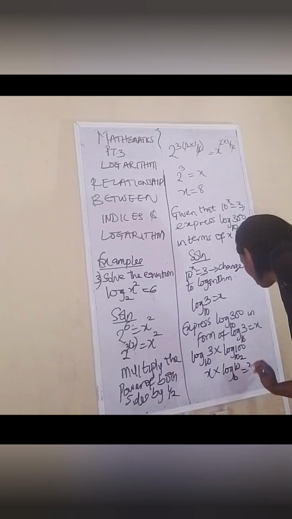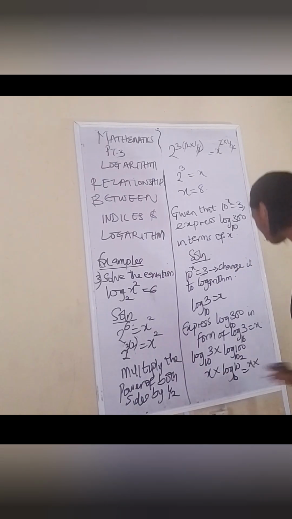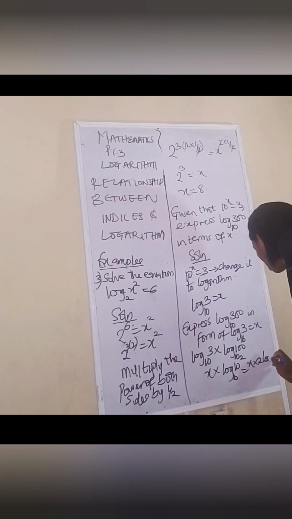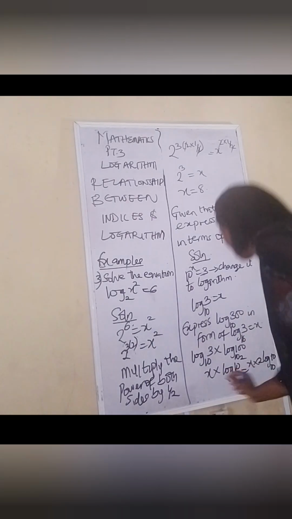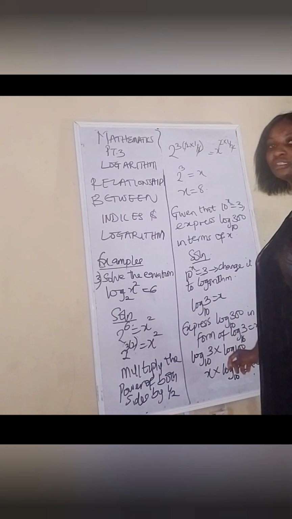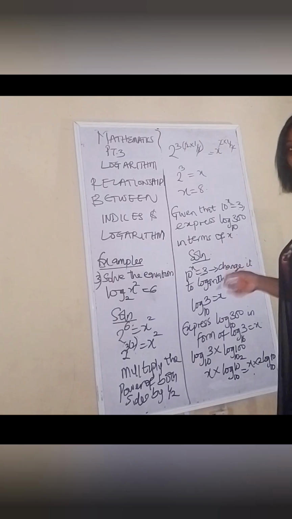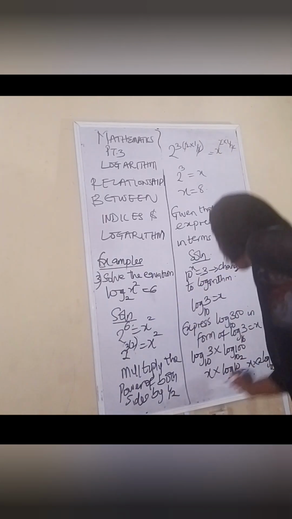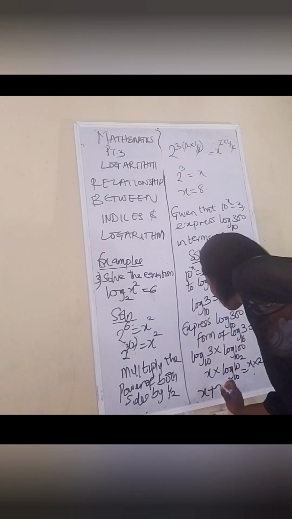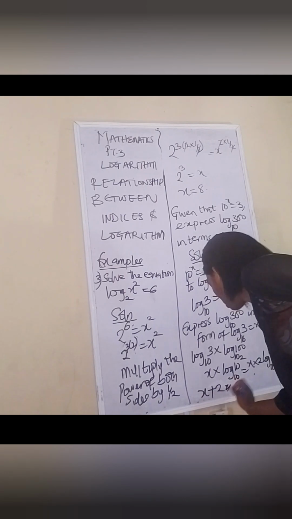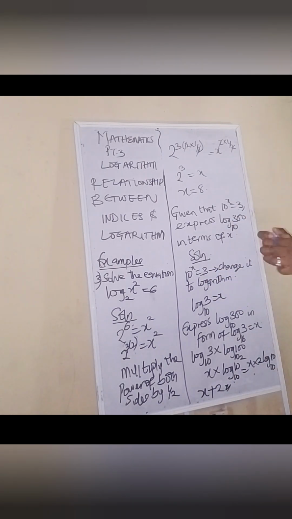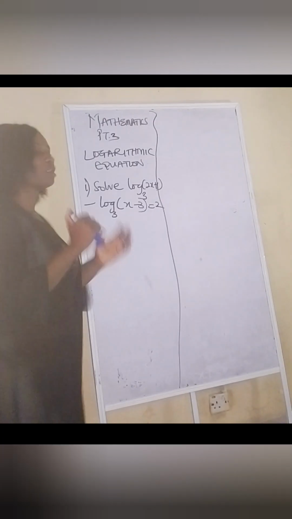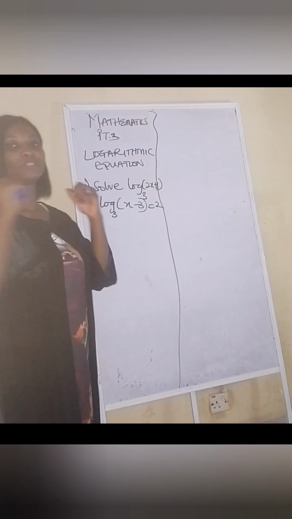So what will you do? This 2 will come down here. So it will be 2 log 10 base 10. Have you seen it now? So log 10 base 10 is what? It is 1. So now, what is multiplication in indices? Plus, or in logarithm is plus, is addition. So that will be x plus 2. So that's our final answer.